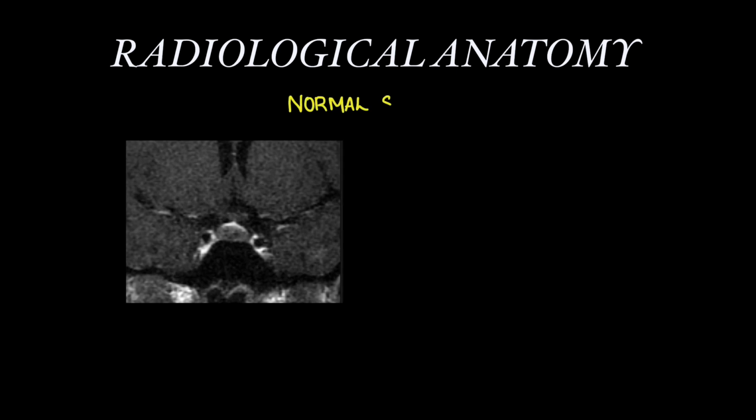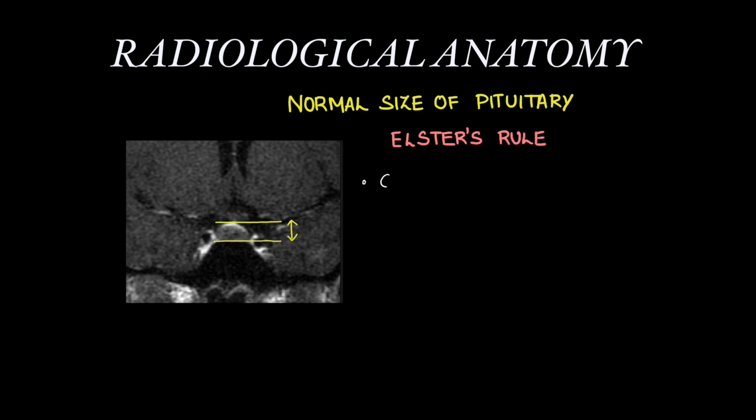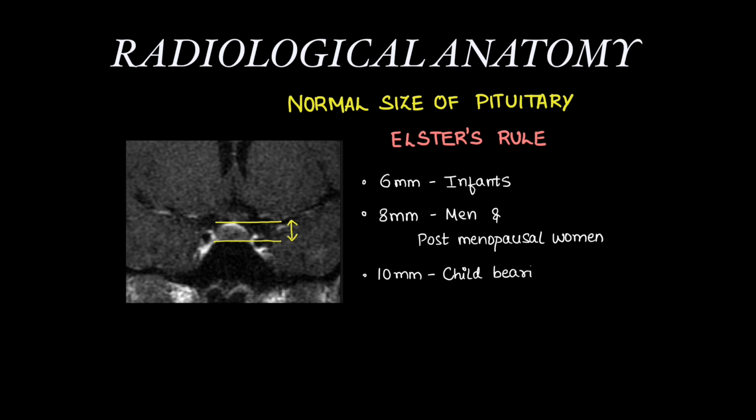On coronal images, we can measure the height of the pituitary gland, which is given by Elster's rule. 6 mm height is for infants, 8 mm for men and postmenopausal women, 10 mm for childbearing age women, and 12 mm in pregnancy or postpartum.